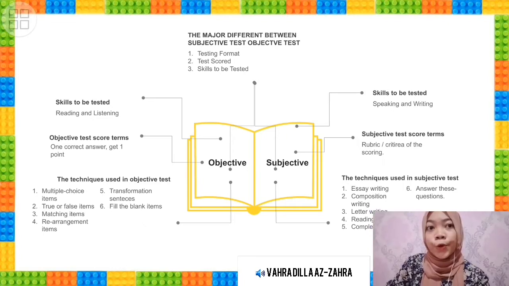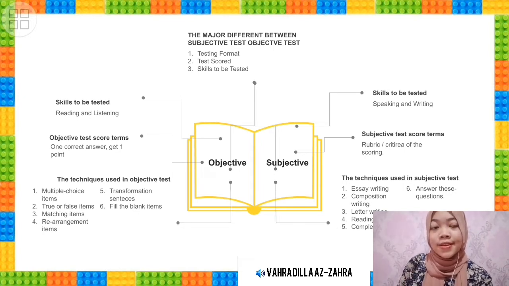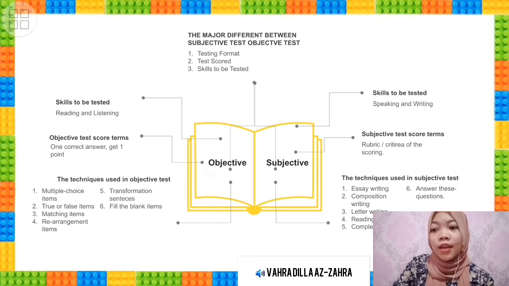Now the test score. The test score is the criteria of the test in terms of scoring. In objective test, one correct answer, you will get 1 point. If the answer is incorrect, you will get 0 point. And in subjective test, the scoring is based on the rubric. It's kind of standardized, which consists of some criteria to score the test.